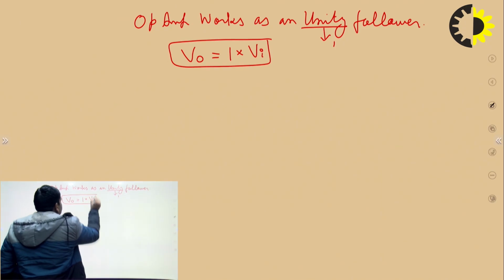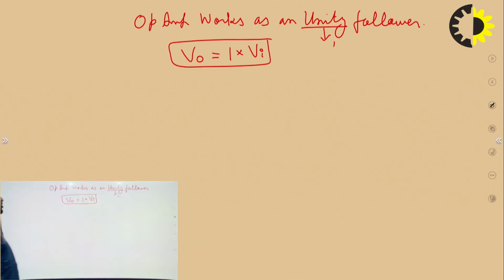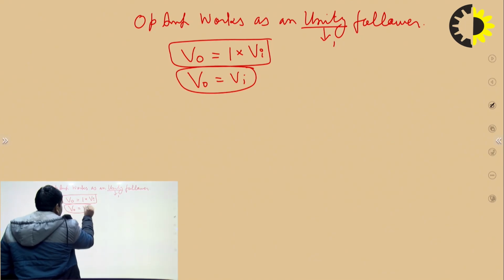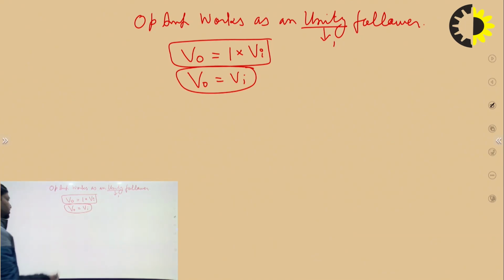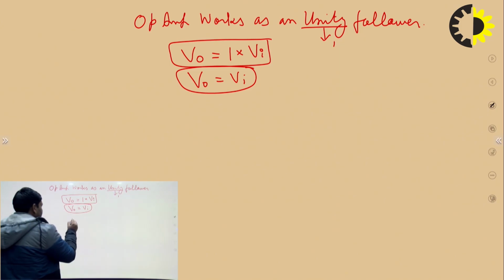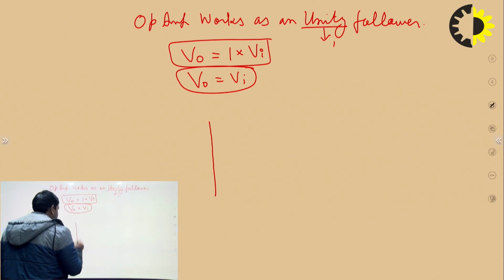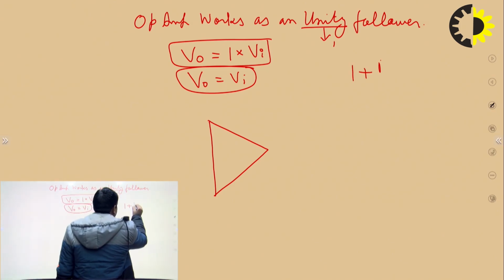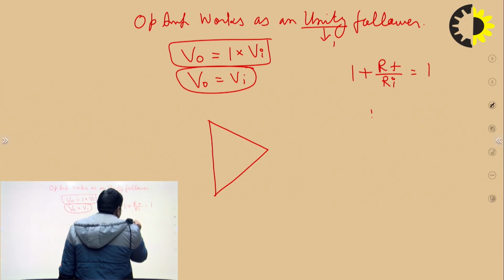that is called the unity follower. So V0 is equal to Vi. In such a case, the Op-Amp works as a unity follower. Here you see that the phase difference between the output and input is 0 degrees. So this circuit is the non-inverting amplifier case. We know that in the non-inverting amplifier case the gain is 1 + Rf/Ri, which is equal to 1. So Rf/Ri is equal to 0.